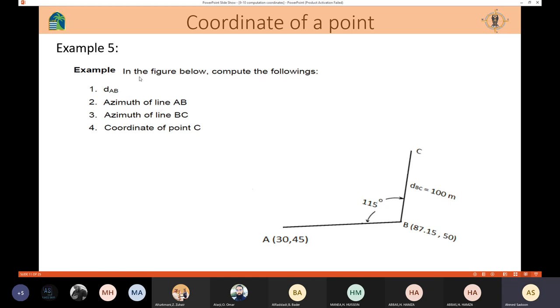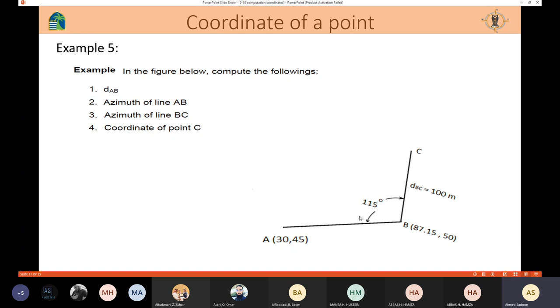Now we have example 5. This is a very interesting example because we are going to combine many ideas. We are going to bring ideas from the previous lecture. So here we have the line AB and also the line BC. The coordinate of the point A is given for us, and also the coordinate of the point B is given. The coordinate of the point C is missing. We need to determine the coordinate of the point C.